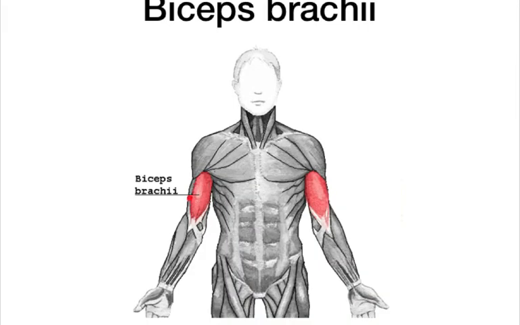I think we're all very familiar with the location of the biceps brachii. It's a pretty superficial muscle that bulges nicely when we flex our forearm or we flex at the elbow.